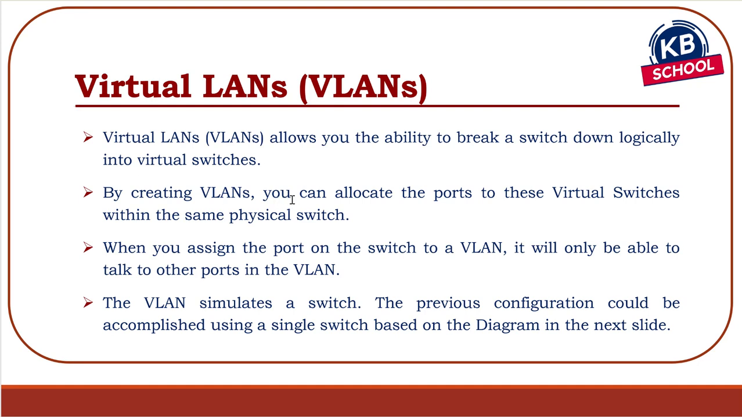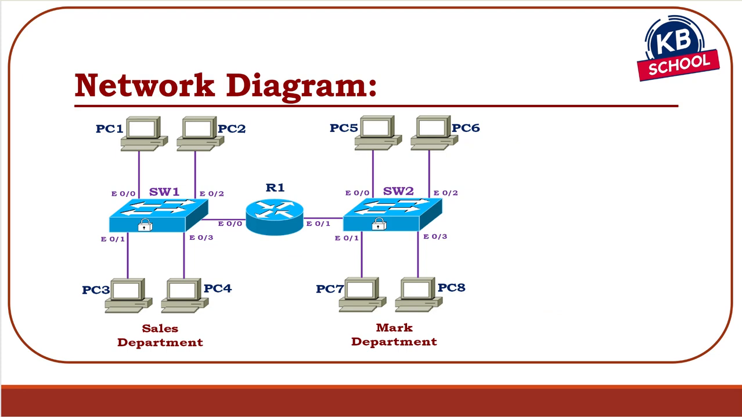By creating VLANs, you can allocate ports to these virtual switches within the same physical switch. When you assign the port on the switch to a VLAN, which is what I did with those 4 ports connected to those PCs, it will only be able to talk to other ports in the same VLAN by default. If it wants to talk to any other port, it needs to go through the router, as if I had 2 physical switches. So compare this to this diagram over here, which is essentially the same thing.